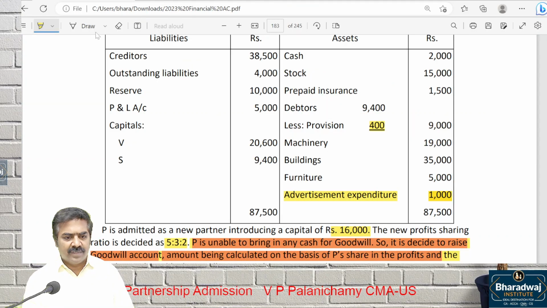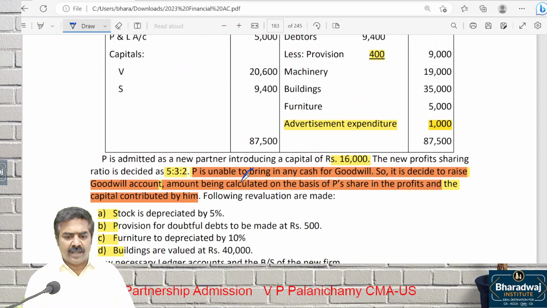So, the goodwill now. Read the question. Look at the highlighted thing. Read the question once again.